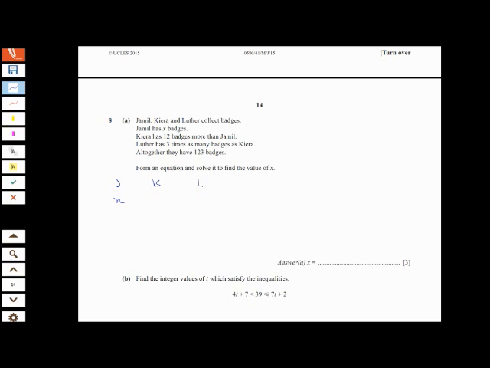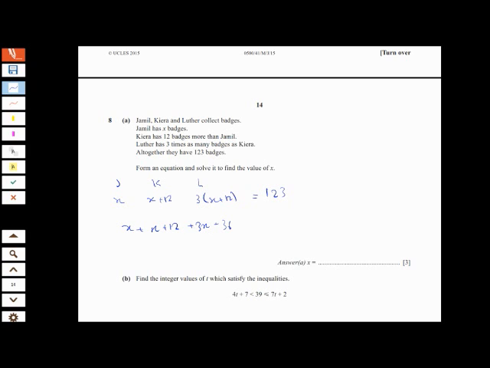And as for Luther, Luther has 3 times as many badges as Kira. So it's 3x plus 12. Altogether, they have 123. So altogether, it equals 123 badges. So they want us to find the value of x. Pretty easy. So all you have to do is x plus 12 plus expand the bracket 3x. 3 times 12, 36. Equals 123.